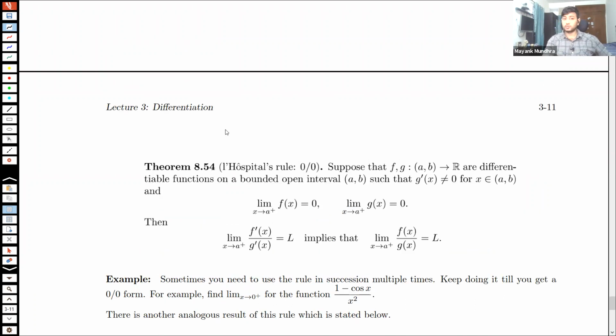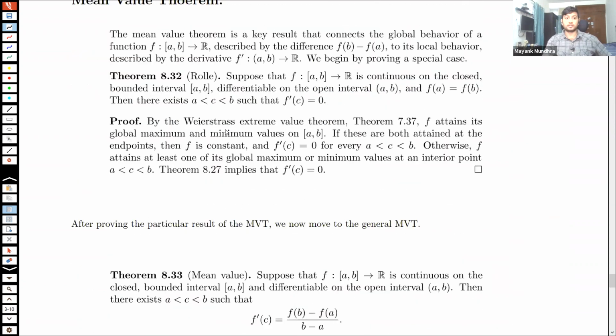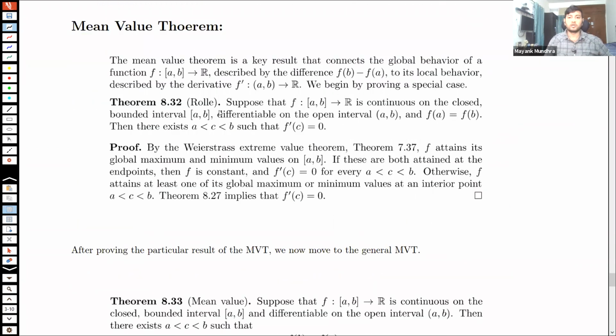So next thing to do is the mean value theorem. The mean value theorem is a key result that connects the global behavior of a function f, described by the difference f of b minus f of a, to its local behavior described by f prime. It is a very important theorem, by the way. We begin by proving a special case, that is the Rolle's theorem. So this is your Rolle's theorem.